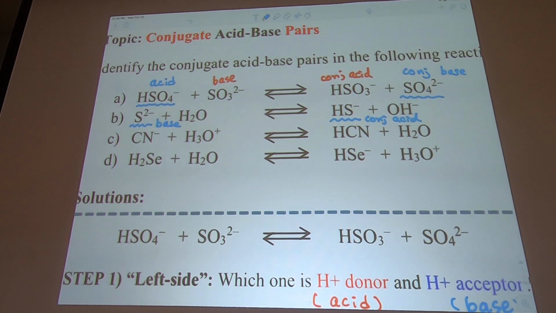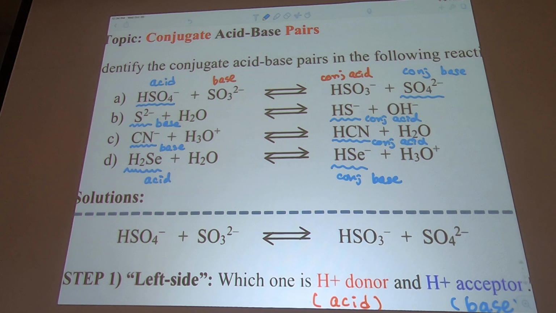What about the CN minus here? They become HCN. So it's the same thing. The other one acts like the catcher, right? H plus acceptor. So on the left hand side, CN minus is the base, and the result is producing the conjugate acid. And the other one is obviously the acid and forms the conjugate base. Okay, so H2Se. This is the one that lost one H plus. So this is an acid. This is the conjugate. Okay. And the rest of them you guys can do.